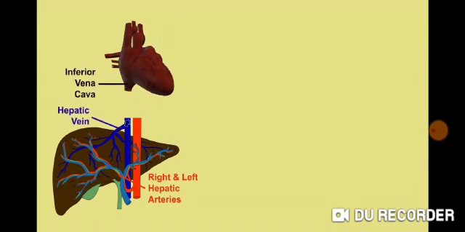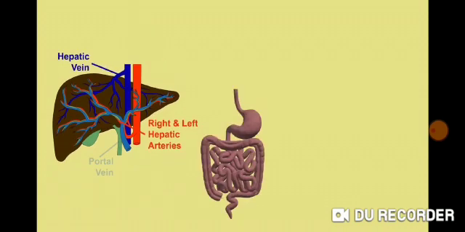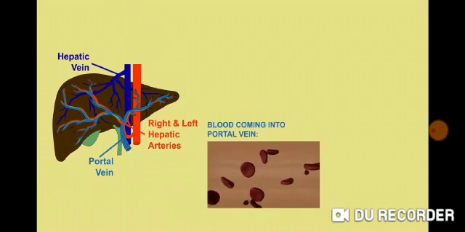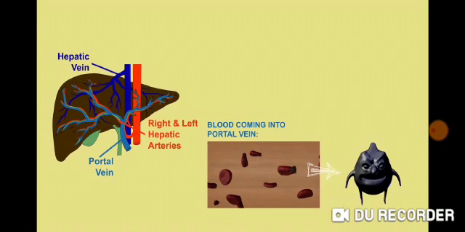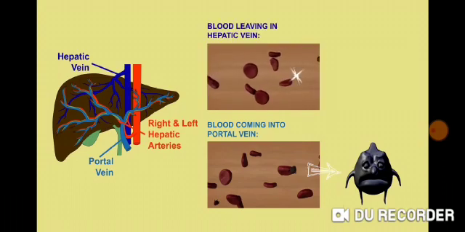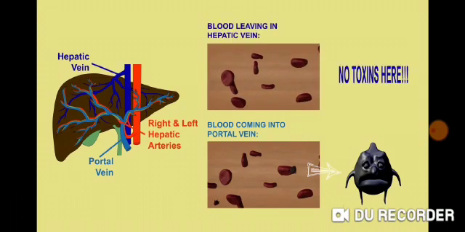Blood takes the return trip from the liver to the heart by exiting the hepatic vein and entering the inferior vena cava. Blood also enters the liver through the hepatic portal vein. This blood comes from the gastrointestinal tract and contains toxins such as alcohols and drugs. The liver detoxifies the blood so that the blood leaving via the hepatic vein is free of toxins.